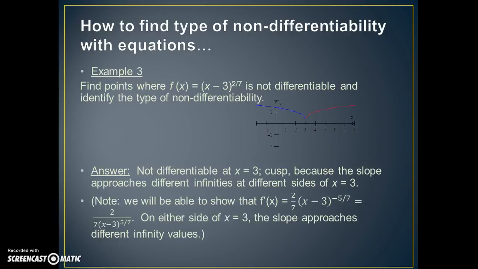Now, later on, we'll be able to show that the derivative of this function is 2/7 times x minus 3 to the negative 5/7, rewritten as 2 over 7 times x minus 3 to the 5/7. If you plug in a number to the left of 3 and a number to the right of 3, you'll see that the derivative approaches two different infinity values on either side of x is equal to 3.